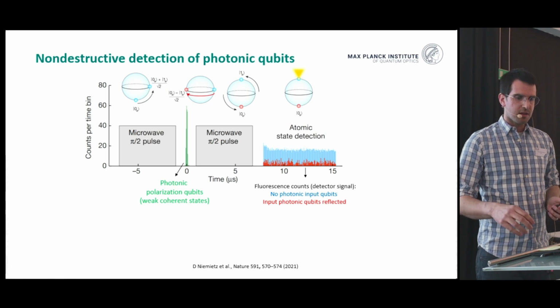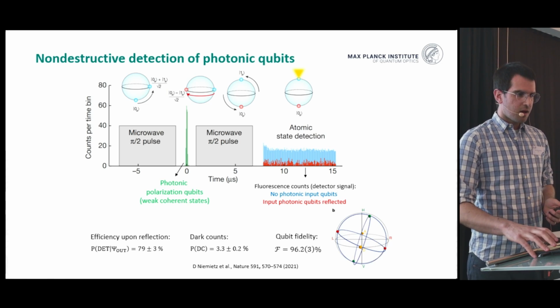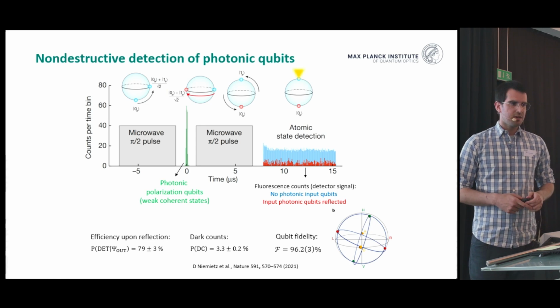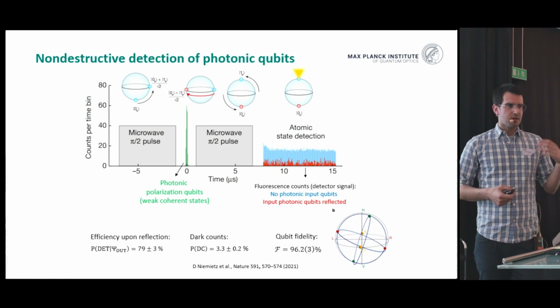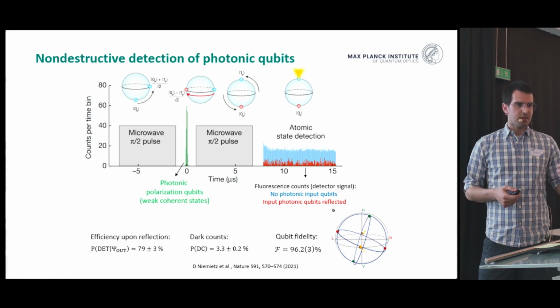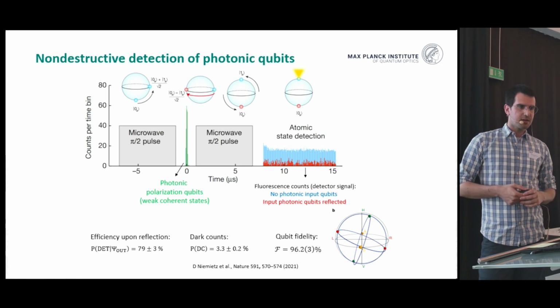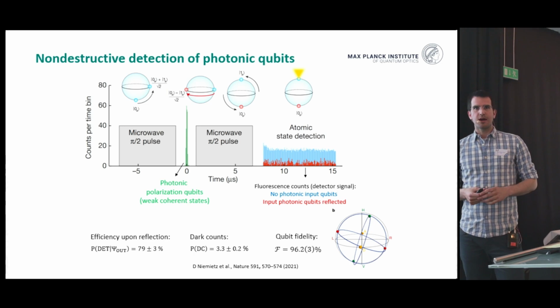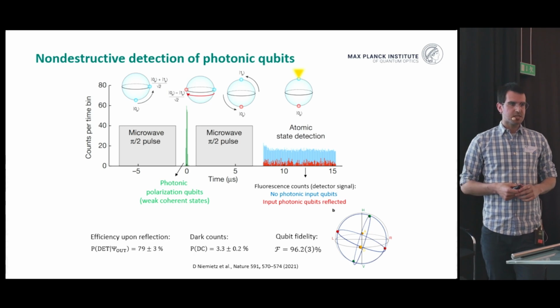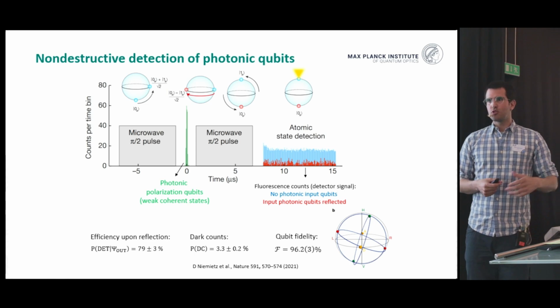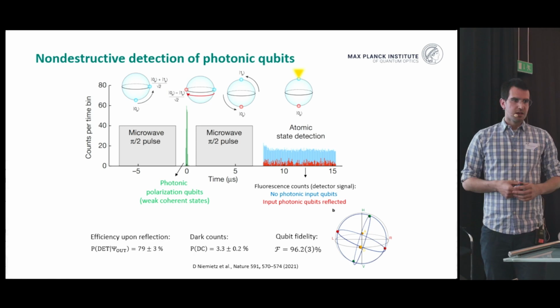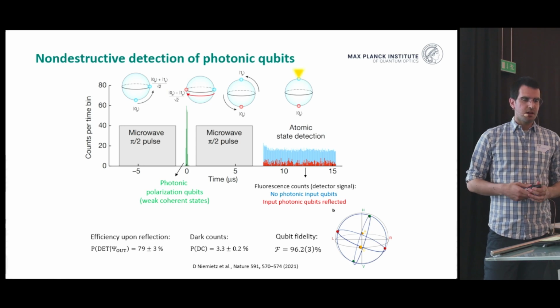So we can do this with an efficiency, conditioned on a reflection of the photonic qubit, and a nondestructive efficiency of 80%. The detector works with dark counts of 3%, and the fidelity of the output qubits with respect to the input qubits is about 96%.